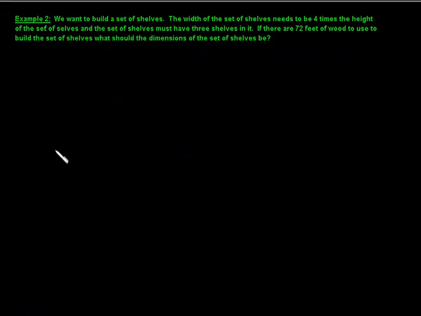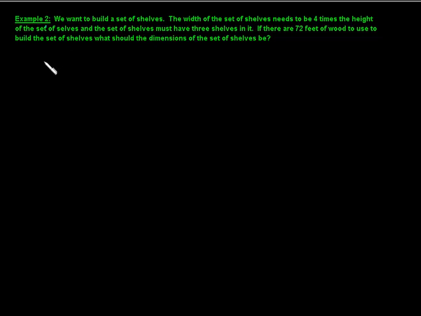In this next question, it's a geometric question because we're building shelves. So we want to build a set of shelves. Okay? The width of the set of shelves needs to be 4 times the height of the set of shelves, and the set of shelves must have 3 shelves in it. If there is 72 feet of wood to be used to build the set of shelves, what should be the dimensions of the set of shelves? Alright, so let's take a look at it.